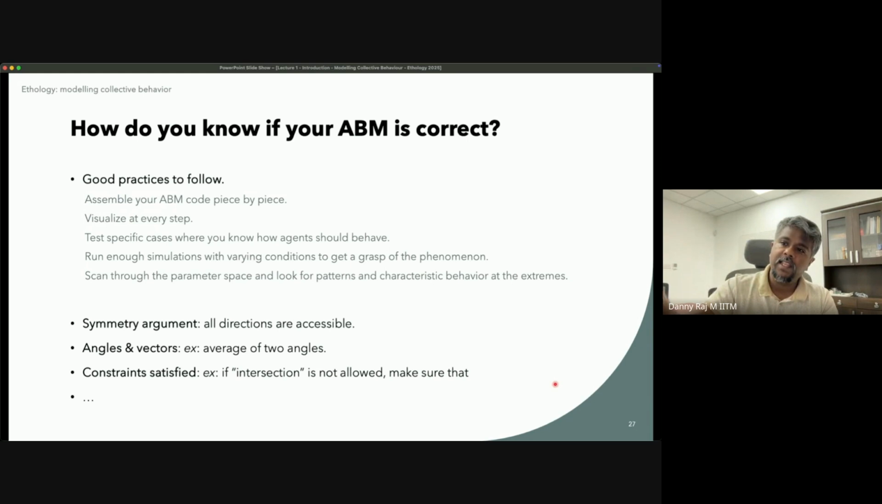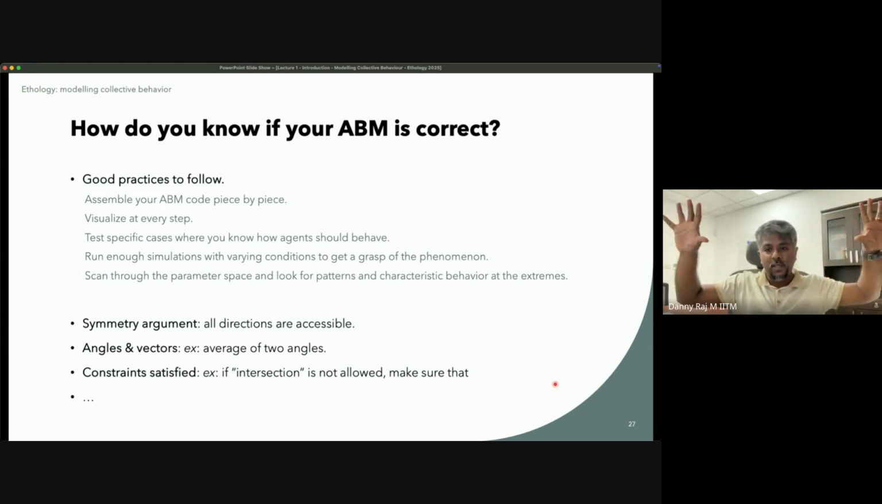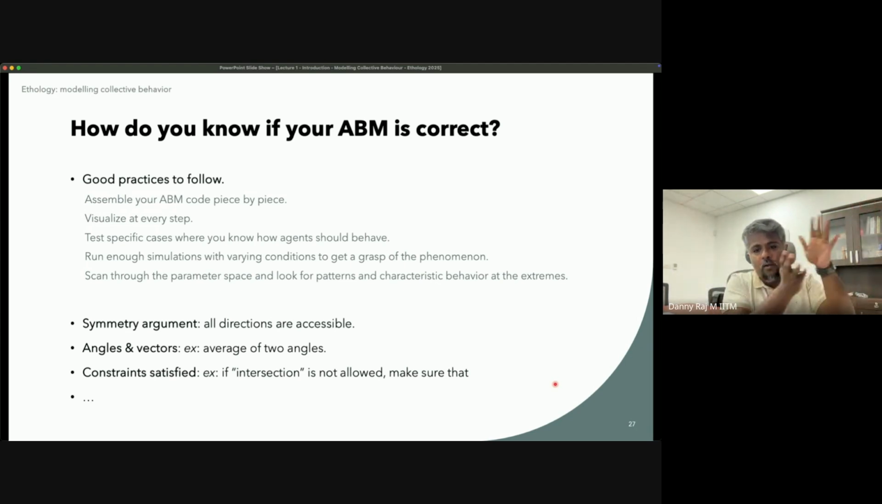One of the key things that I've always found important while trying to diagnose whether whatever you're simulating is right or not is the symmetry argument. First of all, all directions are accessible. There are no special directions. It's not like there's one attractive zone in the arena or anything, which means it can go in all directions. So when you do enough simulations and plot all those trajectories together, it should span the entire 2D space. If it is only going in one direction, it means you made a mistake in the code.